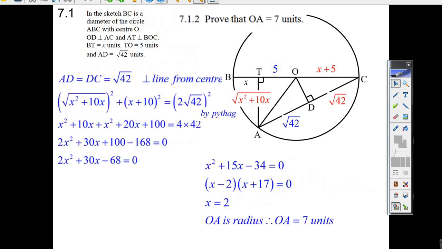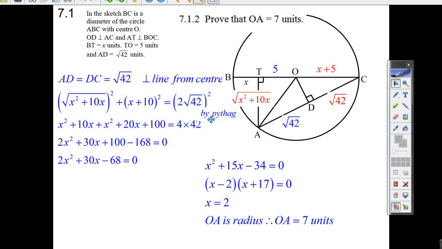Now the next question's a little bit of a challenge. It is a bit of a challenge because you're going to try and prove, and I think it's quite a few marks, that OA is actually 7 units. Well, you know that TA is this. You know that OC is a radius, so it must be X plus 5. Well, there's a right angle. You've got a right-angled triangle, and you know this is root 42. But that's a perpendicular line from the center. So the other side is root 42, DC. So AD equals DC, which equals root 42, because of the perpendicular line from the center.